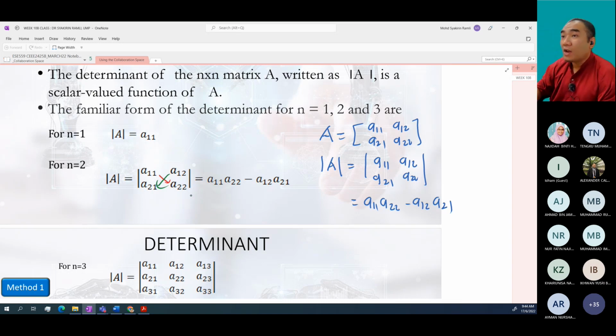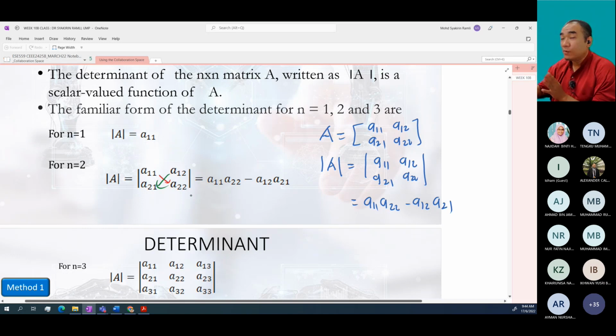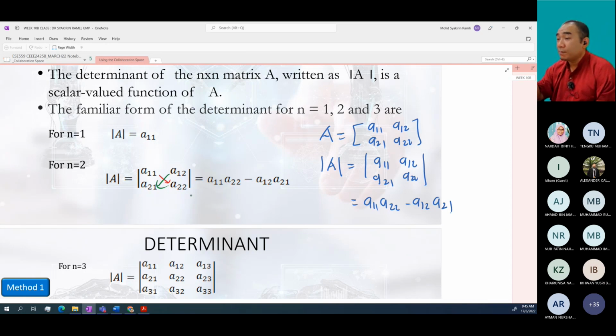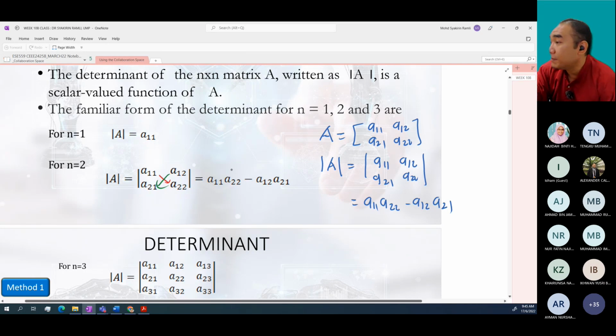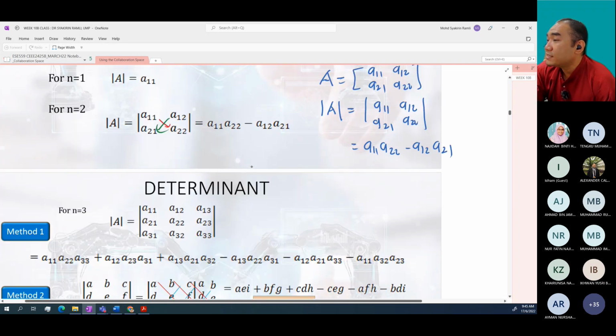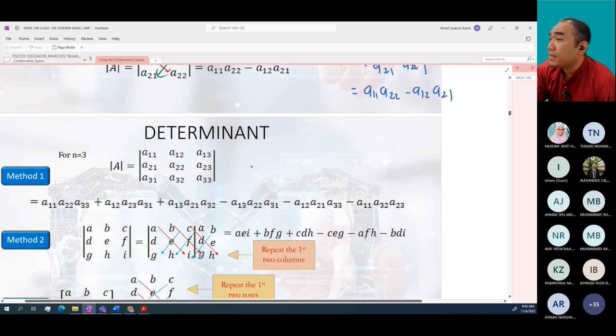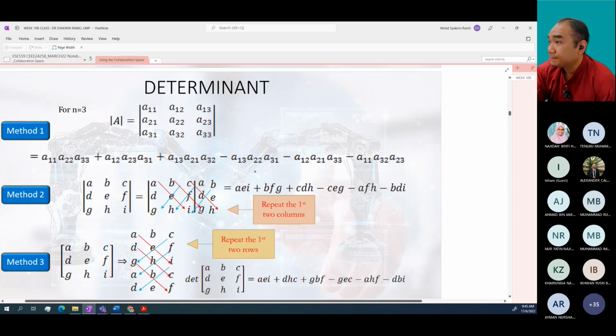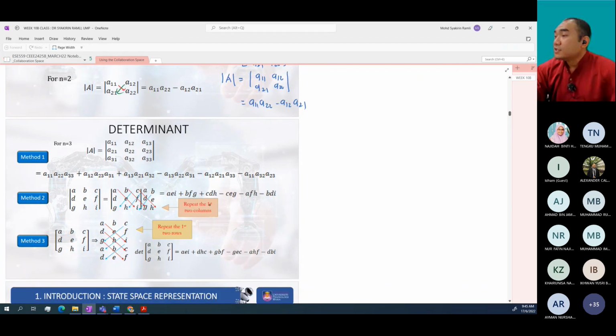What about if we have a higher dimension? 3 by 3, 4 by 4, 5 by 5 and so on. And then the approach ataupun the method for us to find the determinant will be slightly different. Right. So let's try to understand how we can compute the determinant for a 3 by 3 case. Okay, we got a 3 by 3 case. So there are several methods. Kan, ada beberapa cara untuk kita kira determinant, as given in the slide ni.